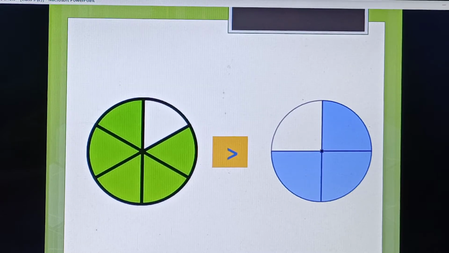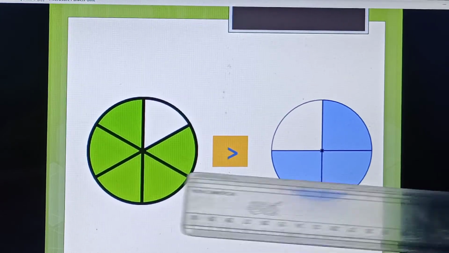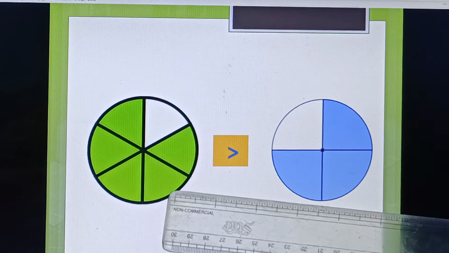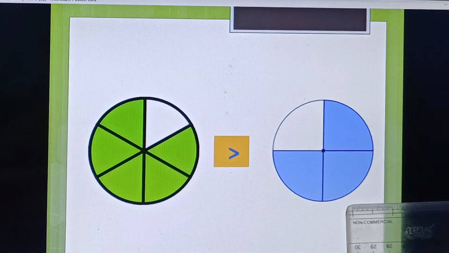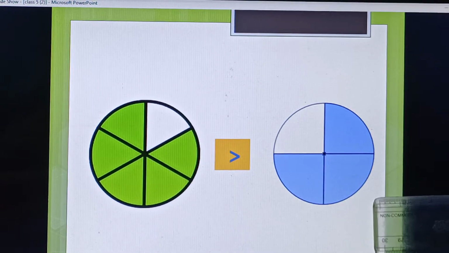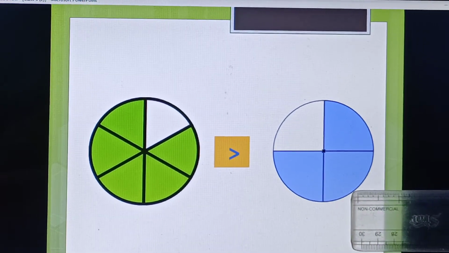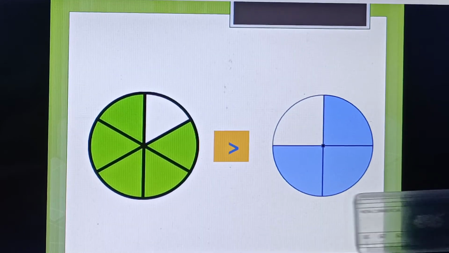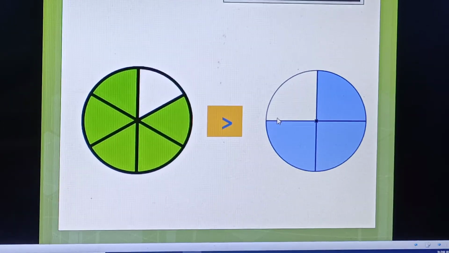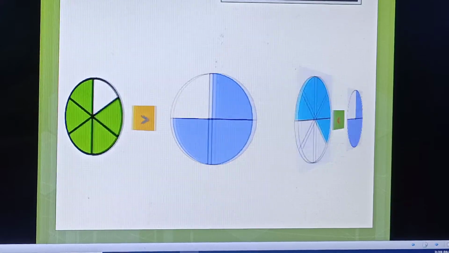Moving on to the next example. Here the fraction of shaded part is 5 by 6 and here the fraction shown is 3 by 4. When we compare these both, just by looking at the pictures, we can see that 5 by 6 is greater than 3 by 4. Let us take one more example.